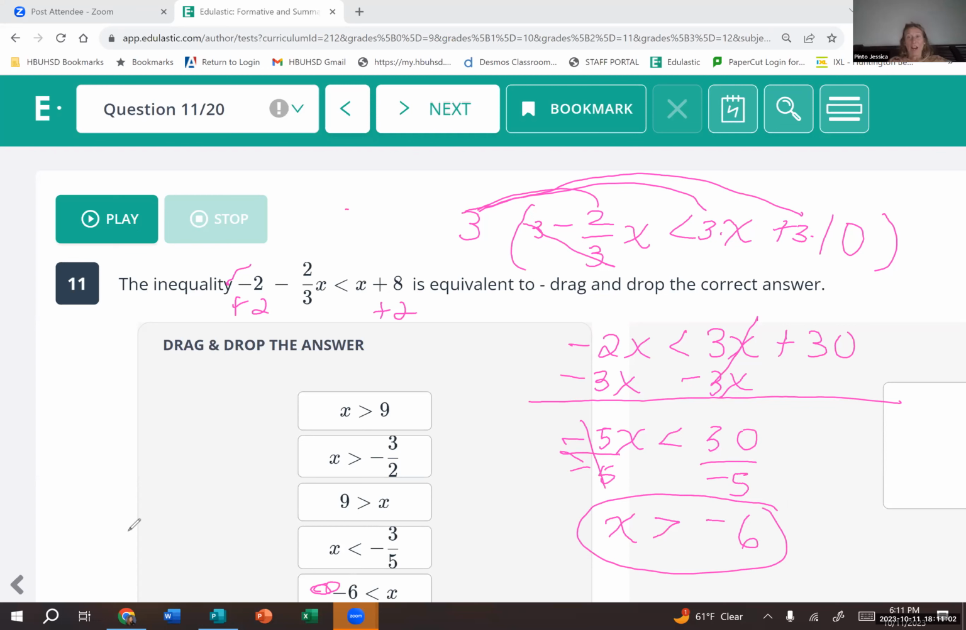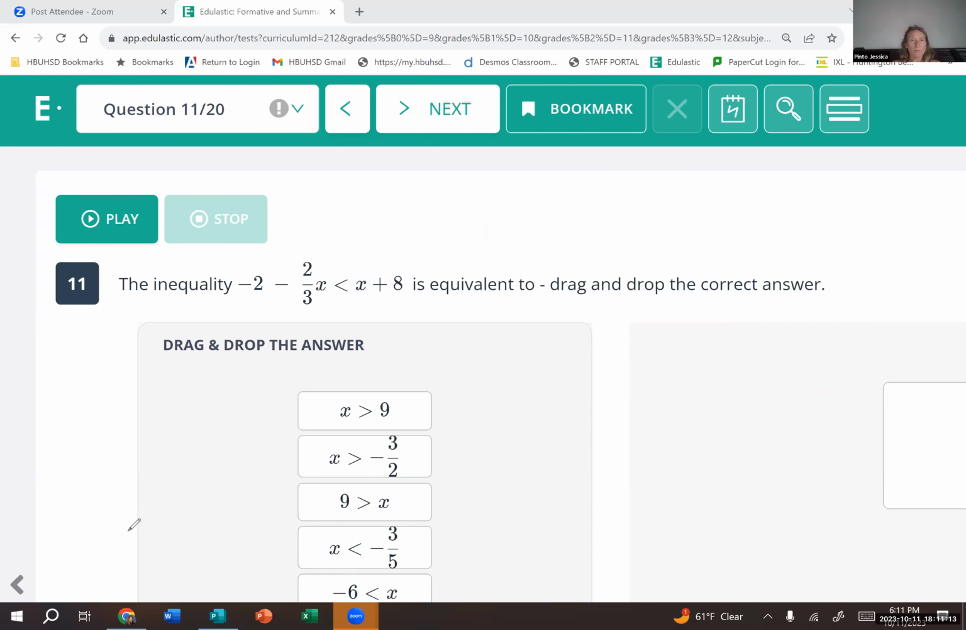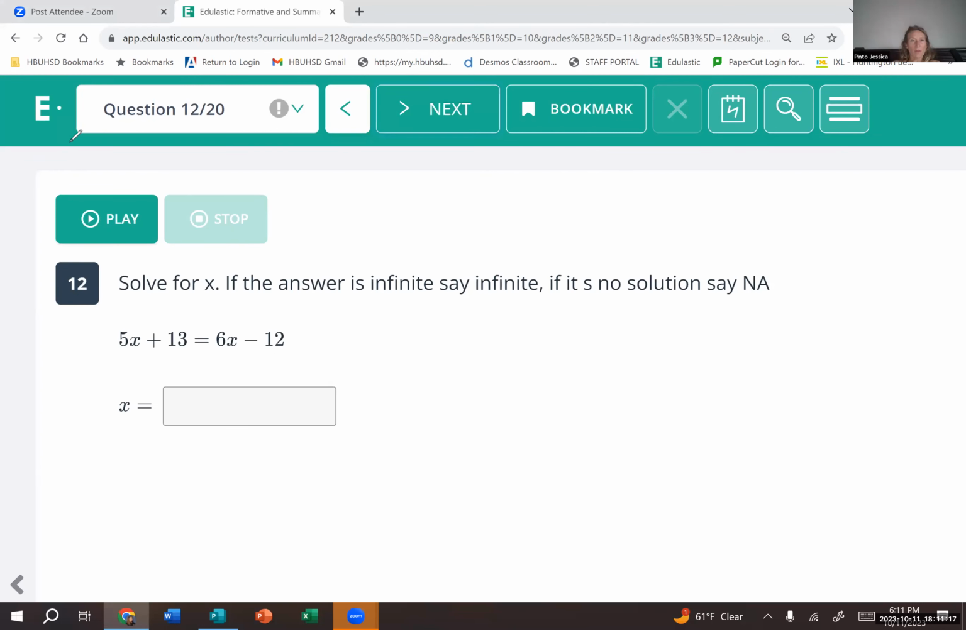So that fraction was a little scary. Can always multiply everything by the denominator so that there are no fractions. Call that fraction busting. All right, we're doing great. We're already on question number 12.